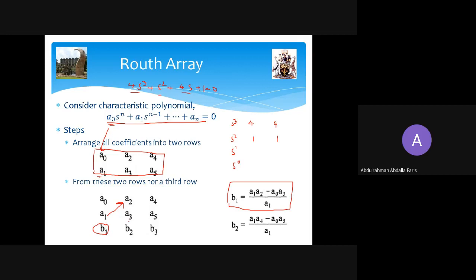So it's like you're having a figure eight. You have A1, A2, that, and then A0, A3, that, and then you divide by this value, and you get your B1. For B2, you have another big figure eight, A1, A4, and then A0, A5, like that, divided by A1. So you proceed that way, forming rows.